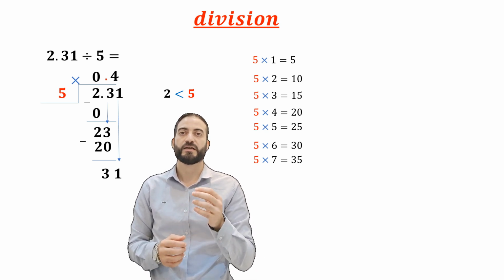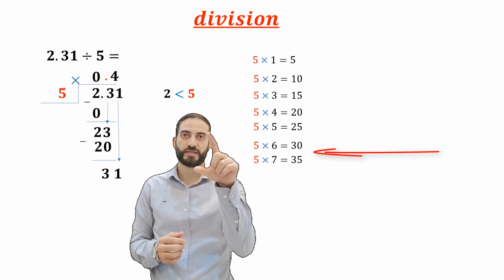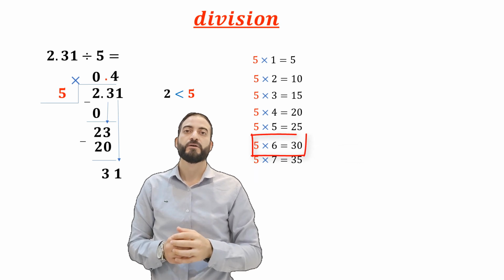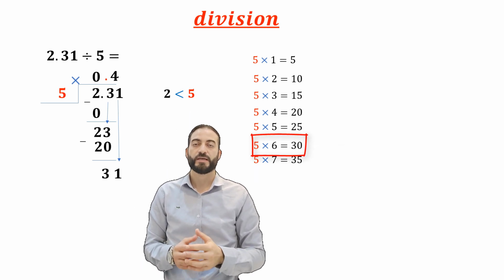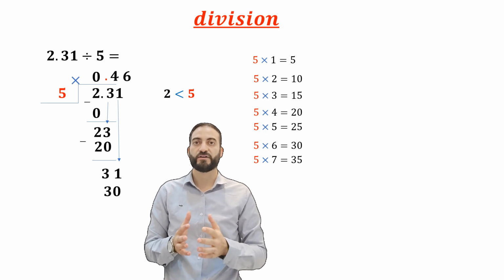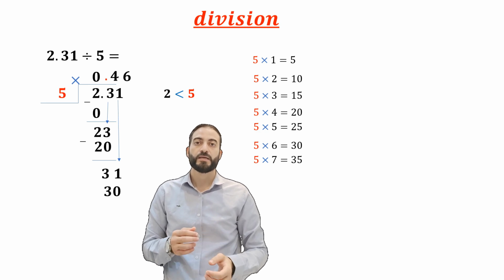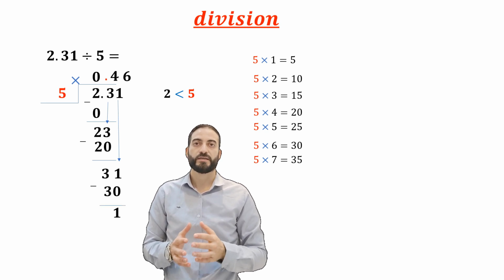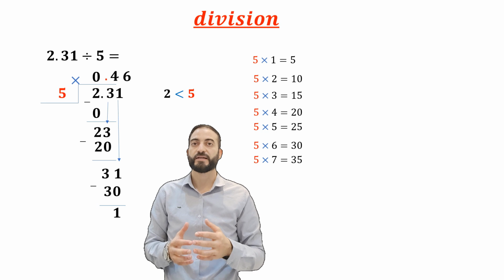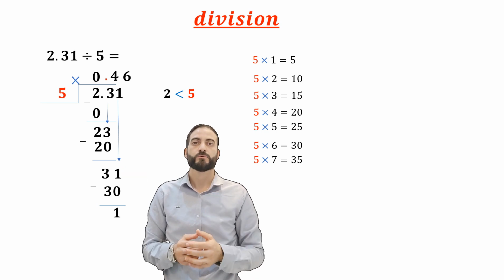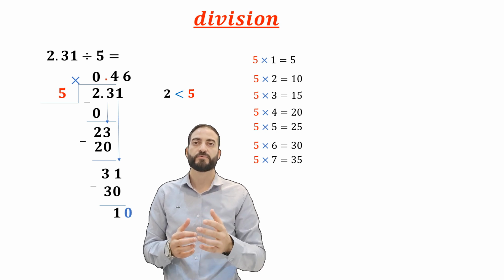We find that 31 is here between 30 and 35. So we take the smaller one, that is 5 times 6 equals 30, and we put this 6 here and immediately multiply it by 5 to get 30. Now we do a subtraction to get 1. Because 1 is less than 5 and there is nothing here, we can now put 0 to complete the process.